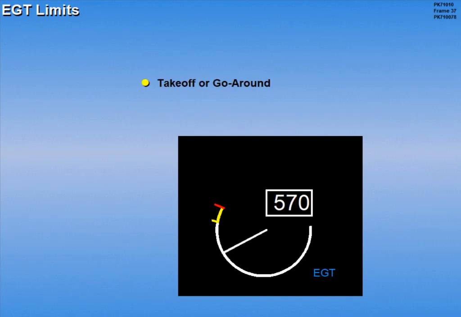During takeoff or go-around, engine operation with the EGT in the caution range is permitted for up to 5 minutes. The EGT caution range is inhibited for 5 minutes once the amber range is entered.